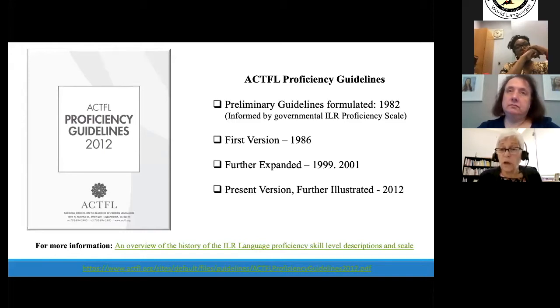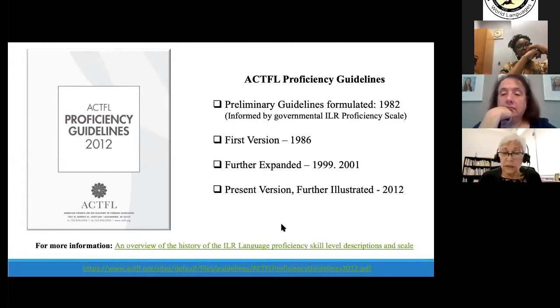And that set of proficiency descriptors, which were developed for governmental purposes, needed to be adapted for academic purposes. And that's where ACTFL stepped in. And you can see the first version was published in 1986, and it was further expanded in 1999, 2001, and even further illustrated in our present version, 2012. And I'll show you what that illustration looks like in just a moment.